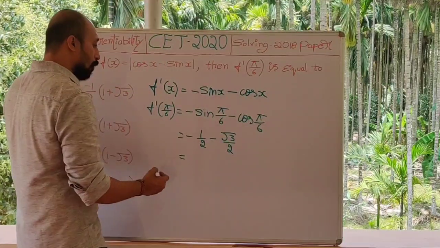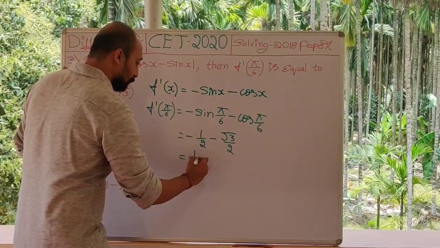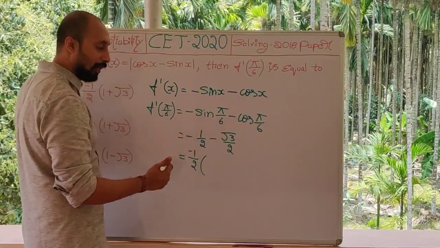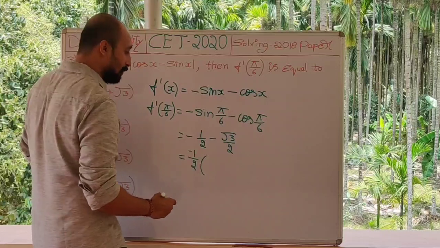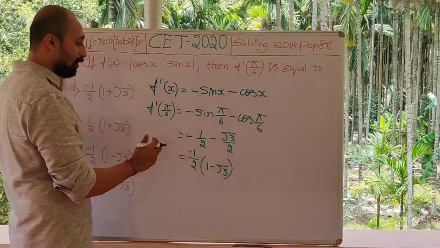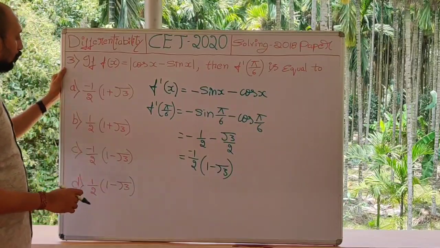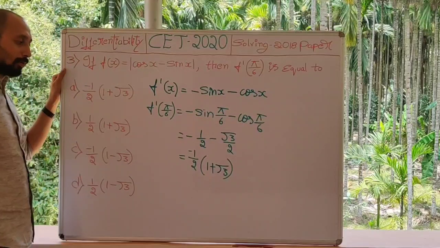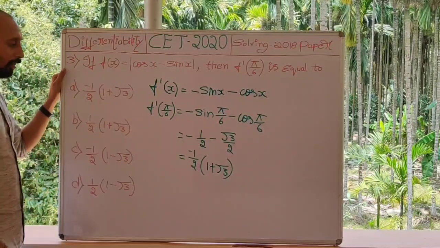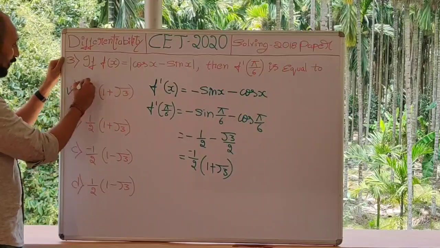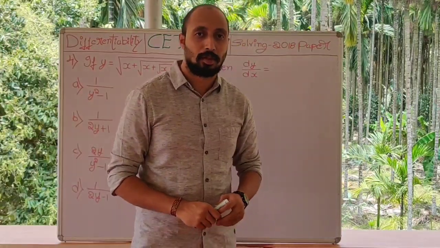If I take 1 by 2 common out, what remains inside is minus 1 by 2. If I take common out, what remains inside is 1 minus root 3. Minus 1 by 2 into 1 plus root 3, because the minus has come out. So minus 1 by 2 into (1 plus root 3) is option A. Option A is your right answer.